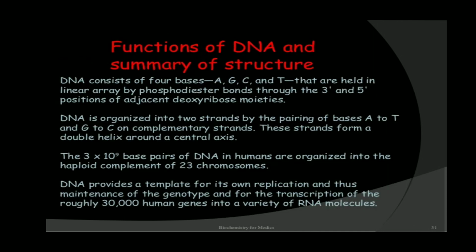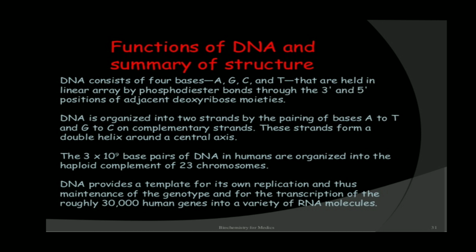Then finally we will see the functions of DNA and the summary of the DNA. DNA consists of 4 nitrogen bases, adenine, guanine, cytosine and thymine, which are held in linear arrays by phosphodiester bonds through the 3' and 5' positions of the adjacent deoxyribose moieties. DNA is organized into two strands by the pairing of bases, that is adenine to thymine and guanine to cytosine on the complementary strands. These strands form a double helix around its central axis.